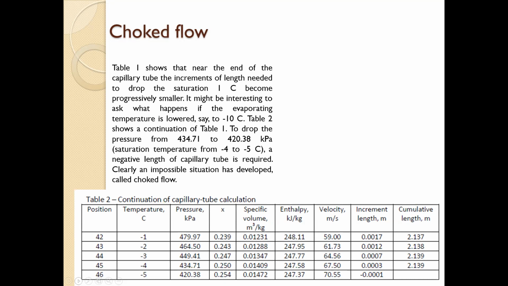So, to drop the pressure from 434.71 to 420.38, saturation temperature is -4 to -5. A negative length of capillary tube is required. So, clearly, an impossible situation has developed. So, this is now called the choke flow. Hanggang ganyan na length. So, kaya hindi ka pwede magsobra.